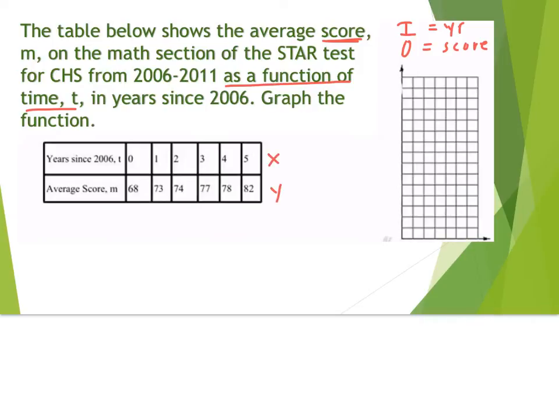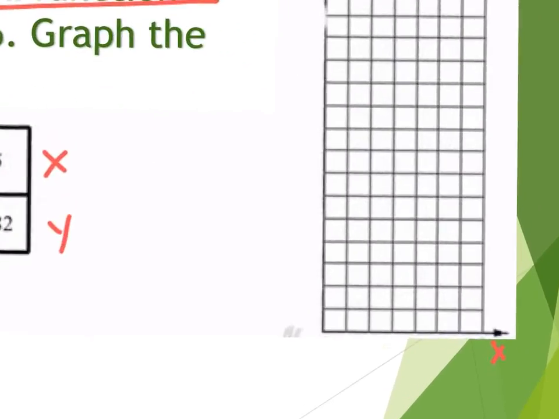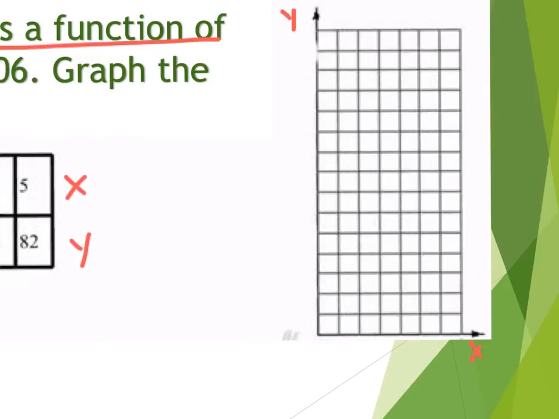Okay? So that means my years are going to be my X, and my average score is going to be my Y. So on my graph, again, X is the horizontal, Y is the vertical. I'm going to take each one and plug it in. Now notice, what do you see about this graph? Let's take a second here to zoom in on the graph. What do we notice? There are no labels on it like the last two graphs we did. So this one we have to actually label our graph.